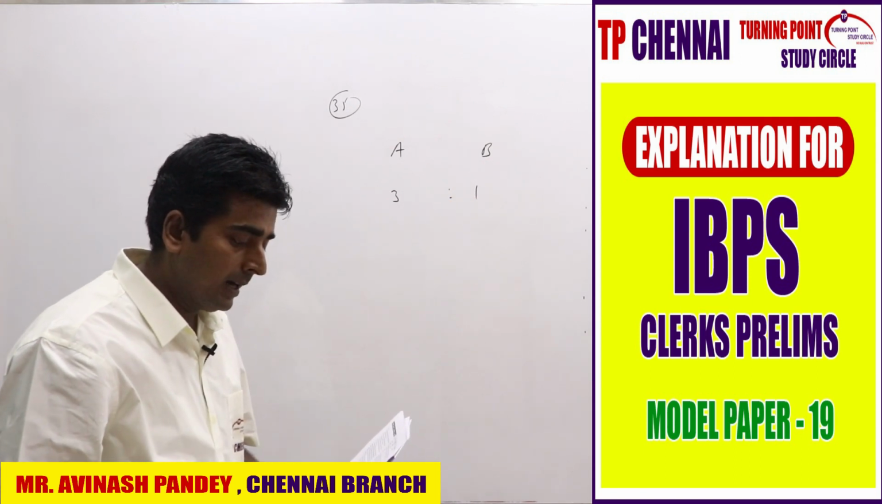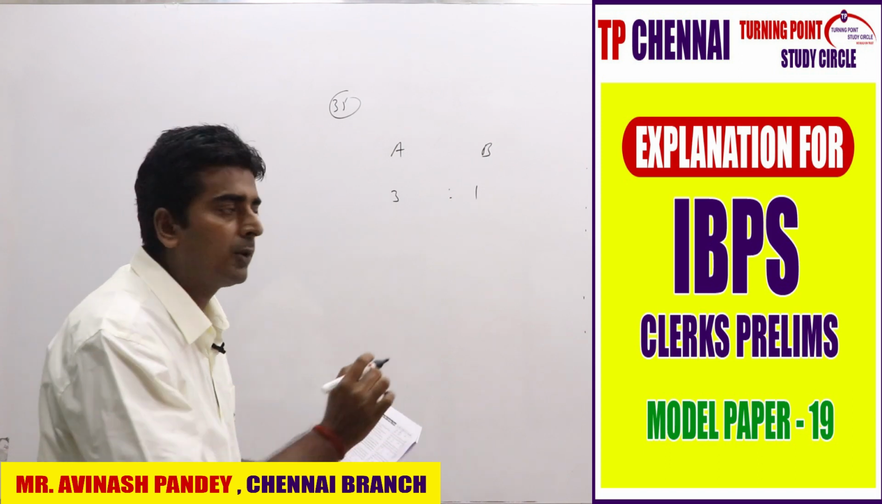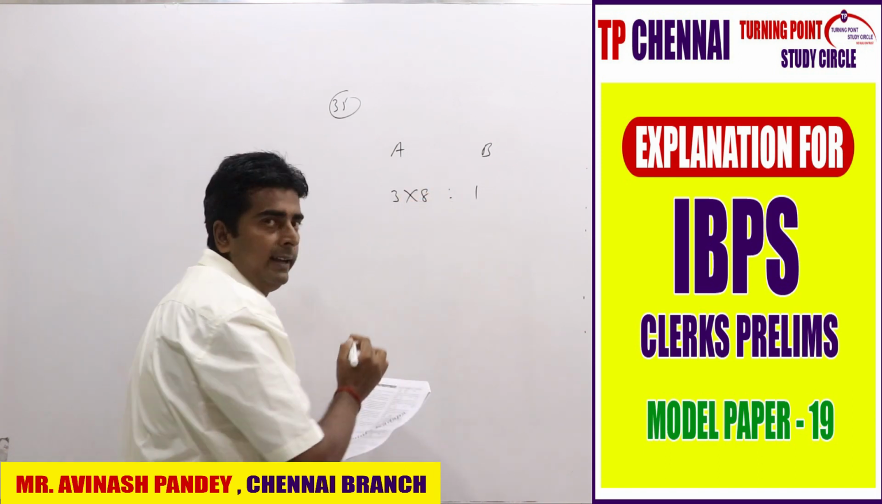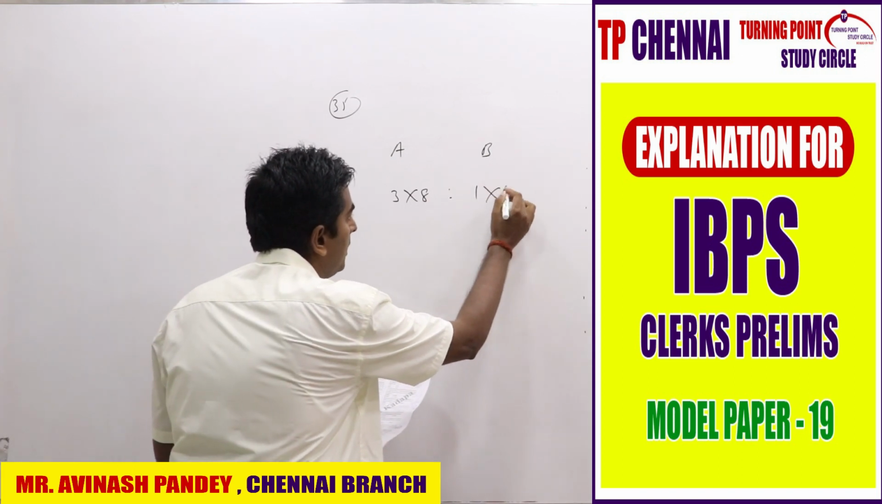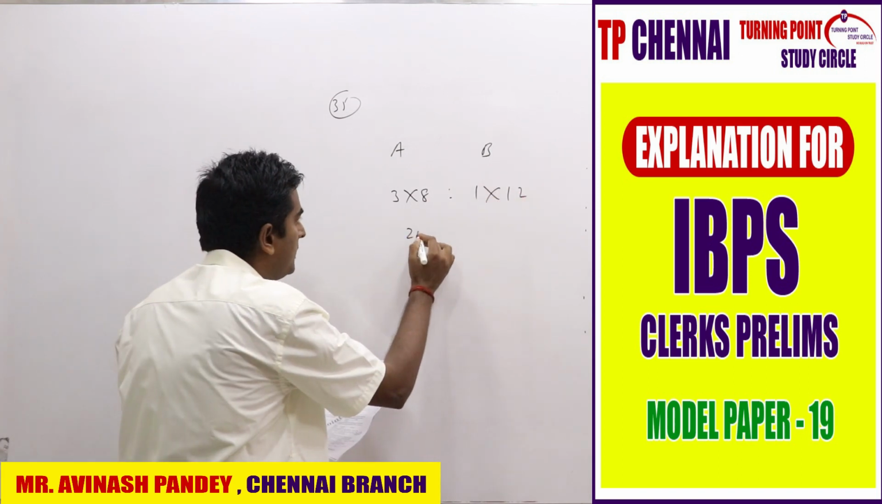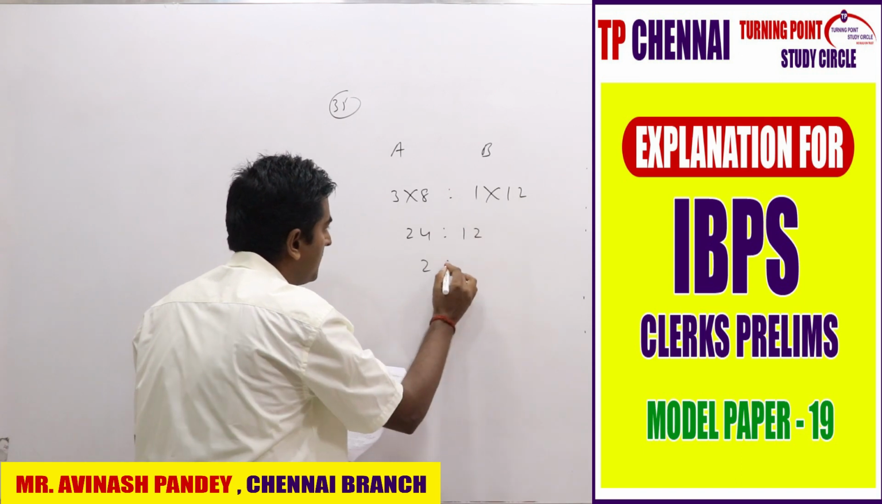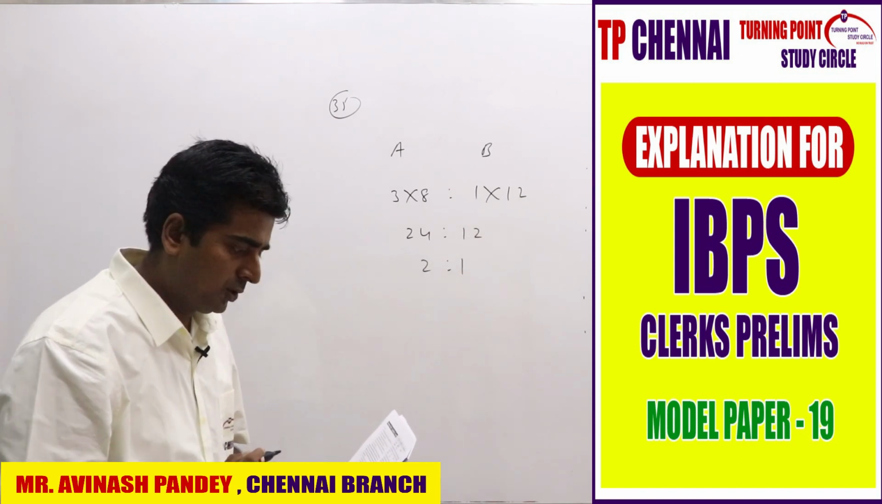After 8 months, A left the business. That means A was in the business for how many months? You will say 8 months, right? And B was there from the first to the last, so B invested for 12 months, right? So my ratio is 24:12, or I can say my profit ratio is 2:1.